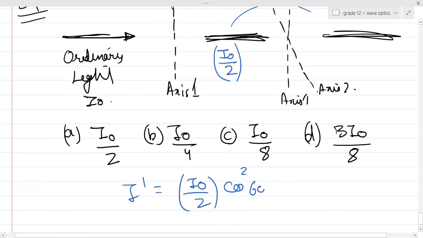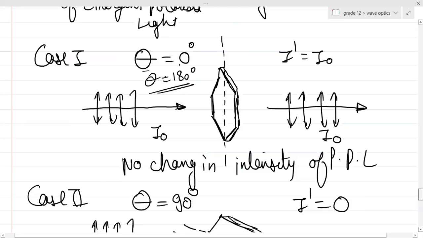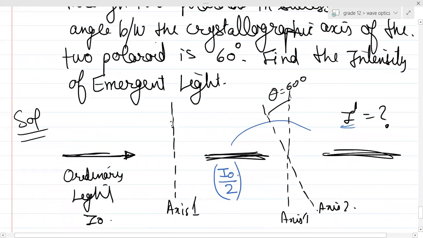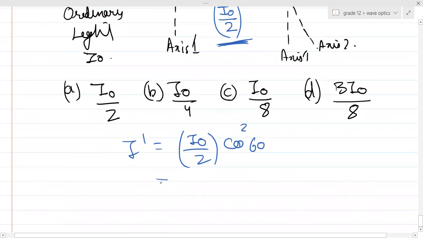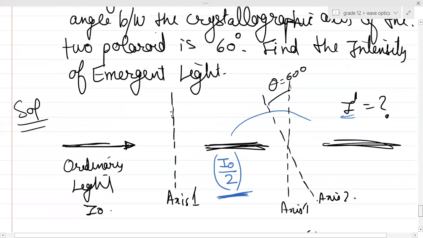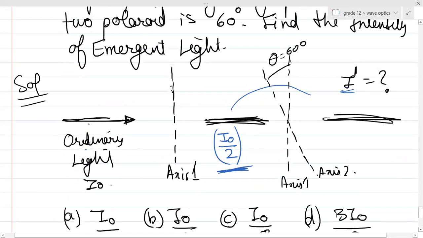You remember I told you, I naught is basically the intensity of the incident polarized light. So the intensity of the incident polarized light is basically I naught by 2. So always the intensity is I naught by 2 after the polarizer. Whenever ordinary light is getting passed through a Polaroid, it becomes I naught by 2. Ordinary light becomes plane polarized, so intensity decreases. Ordinary to plane polarized, I naught से I naught by 2.